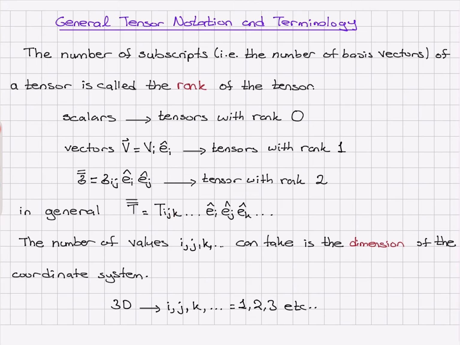For example, if i is 1 or 2, j is 1 or 2, k is 1 or 2, it would be two-dimensional. So if they can take values from 1, 2 to 3, then it's going to correspond to a three-dimensional coordinate system. So that's also going to determine the number of basis vectors you would need in order to describe the situation.